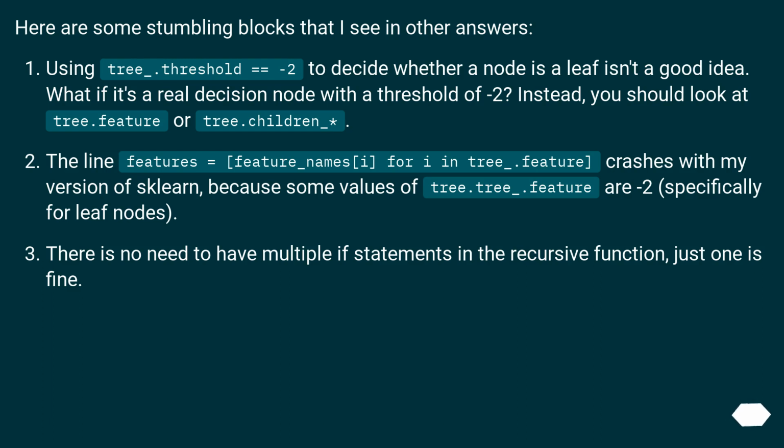The line features equals feature_names[i] for i in tree_.feature crashes with my version of scikit-learn, because some values of tree.tree_.feature are -2, specifically for leaf nodes. There is no need to have multiple if statements in the recursive function, just one is fine.